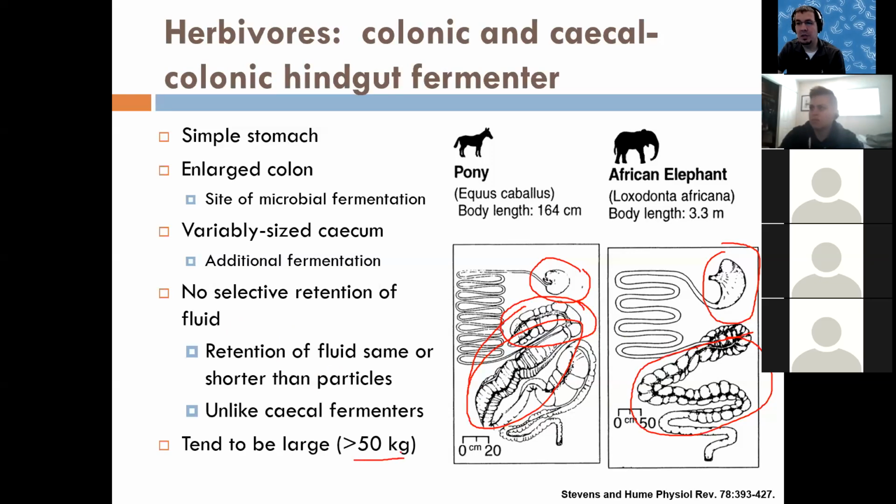And these tend to be large. So the pony is large and the African elephant is very large. And they can be large because their metabolic rate is relatively low for their body size. If they had a high metabolic body weight, then they would have to be cecal fermenters because they are retaining particles. They are not selectively excreting the large particles, and so what they're trying to digest is relatively poor quality. Okay?